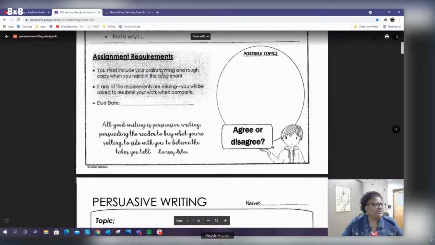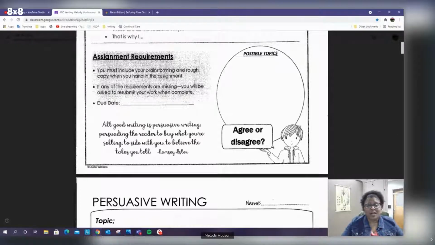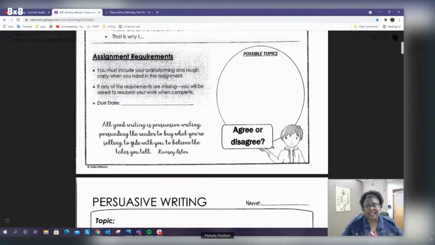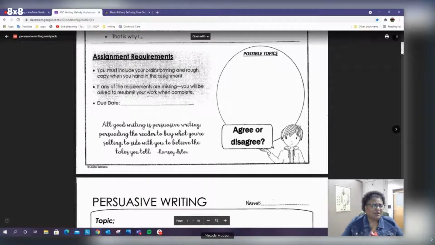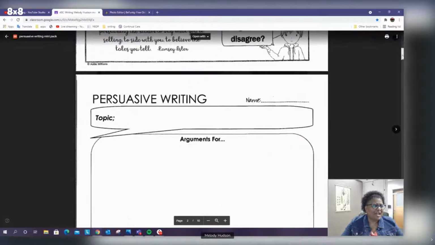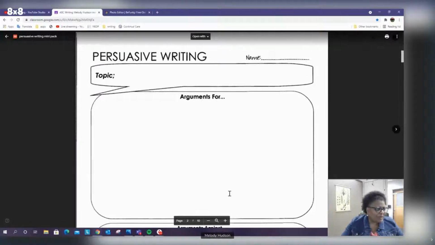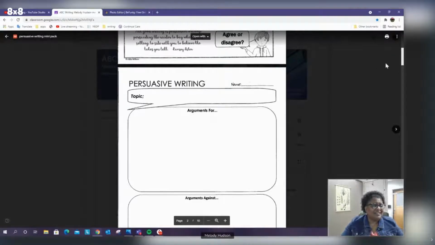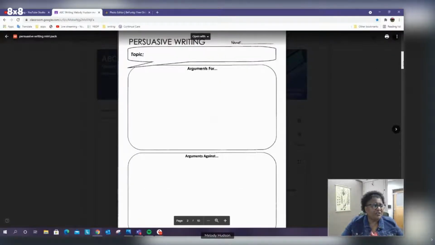You're going to do some brainstorming and rough copy, meaning the first thing you come up with. And I would love for you to do this and let me give you feedback and get it back. That's how you get better at writing, by practicing. So again, we have our template. Let me make it a little smaller this time, where on your note paper, you're going to put your topic, and then you're going to say arguments for and arguments against.